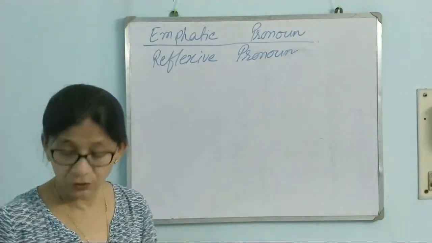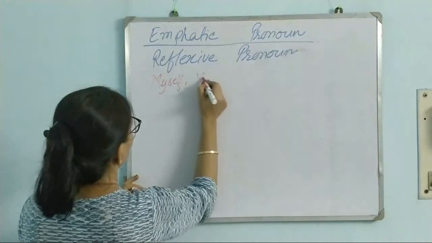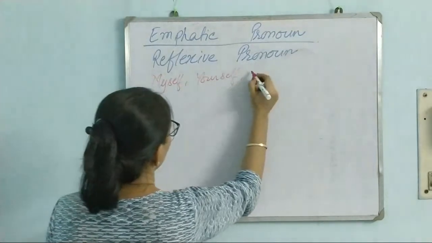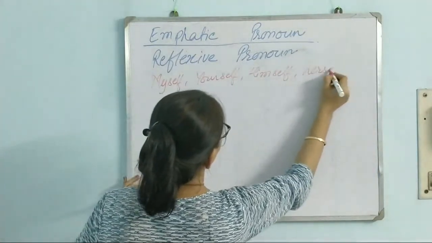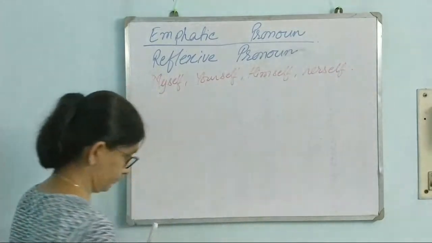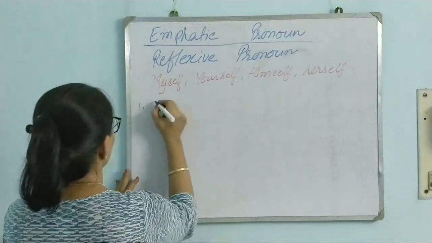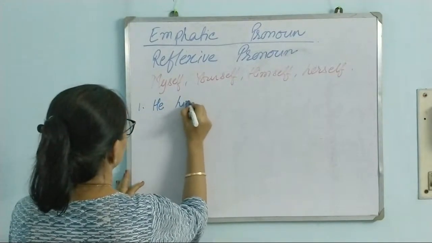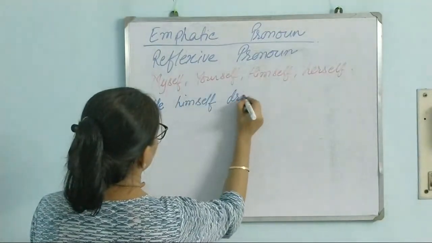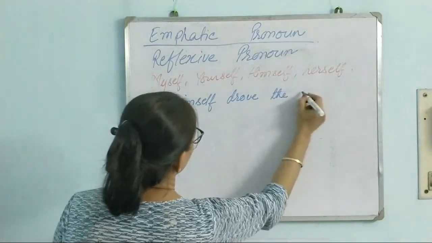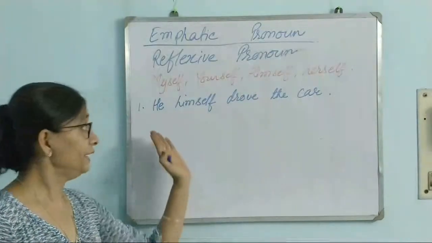And what are the words that we use here? All the self words. Myself, yourself, himself, herself, and so on. So, where do we use it as emphatic? Where do we use it as reflexive? Let us just see. He himself drove the car. So, he himself drove the car.